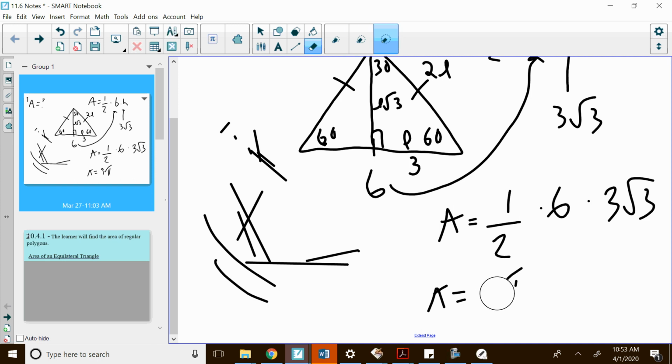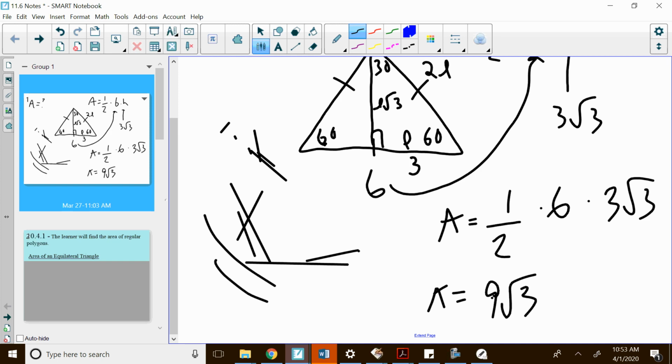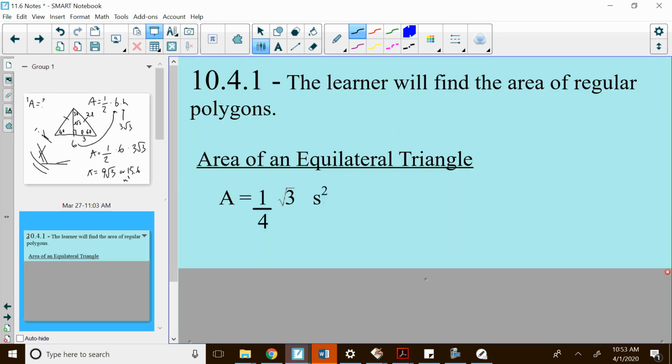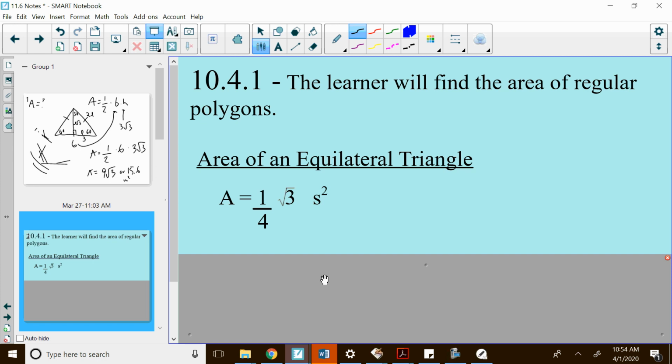9 times the square root of 3, or you can write it as a decimal, which is like 15.6. So either way, 9 root 3 or 15.6 units squared. Now that's probably the way that I would do it, but I have a nice formula for you that shortens it up significantly. The area of every equilateral triangle, you don't even have to do this 30, 60, 90 principle, is 1/4 times the square root of 3 times whatever a side is squared.